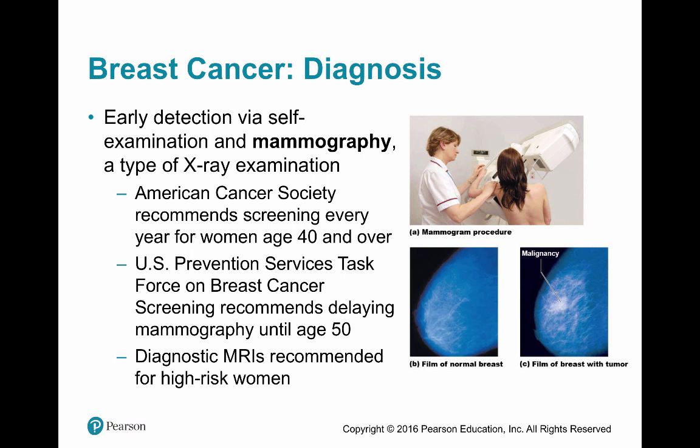And so here on the right, you can see the mammogram procedure. It is not a friendly, happy procedure to do. They essentially put the breast between two plates and squish it, trying to get as much in there as possible, and then you have to stand there for a few moments while they scan it. And you can see on the left, on B, they're showing you a film of a normal breast, and then you can see the malignancy in the film of the breast with the actual tumor.